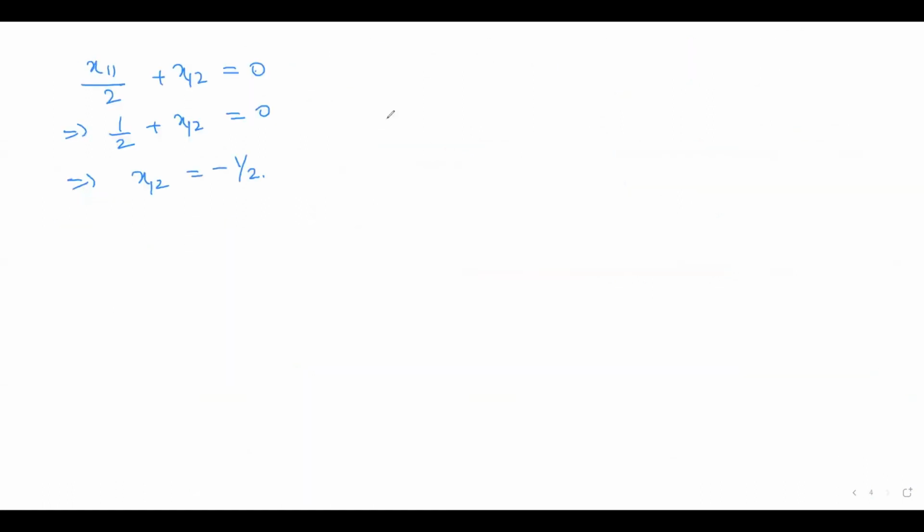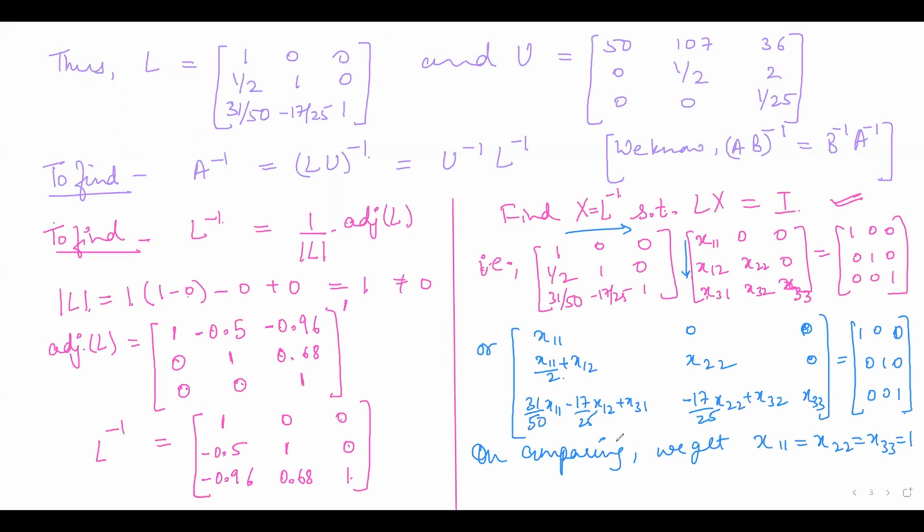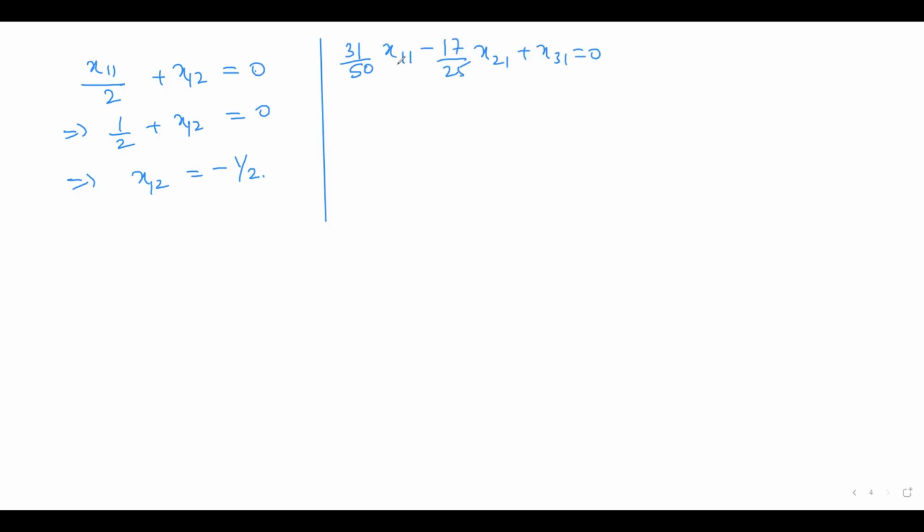So let me take that 31 upon 50, x11 minus 17 upon 25, x21 plus x31 is equal to 0. So this is what I am getting here, right? So x11, this is x21 and so on. Okay. Now, I know the value of x11 here. So I'll just find out.